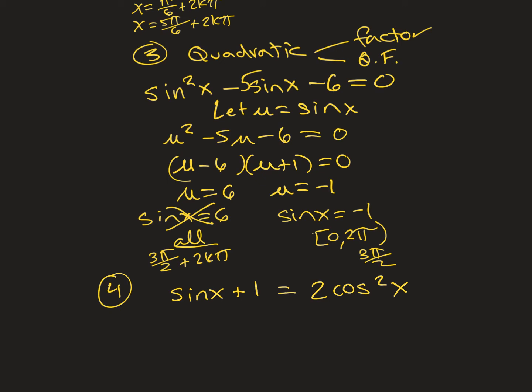So there is an identity involving cosine squared and sine squared. And remember that identity is sine squared x plus cosine squared x equals 1. And so I could replace cosine squared with 1 minus sine squared. So let's see what happens when we do that.